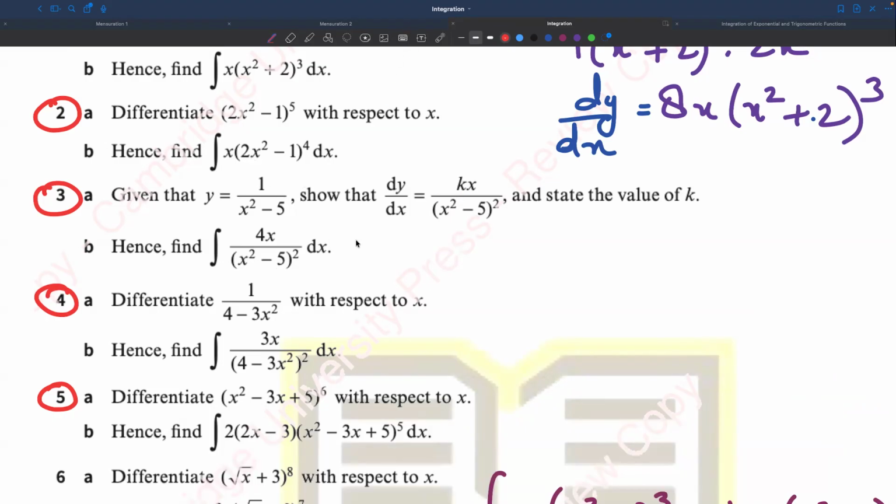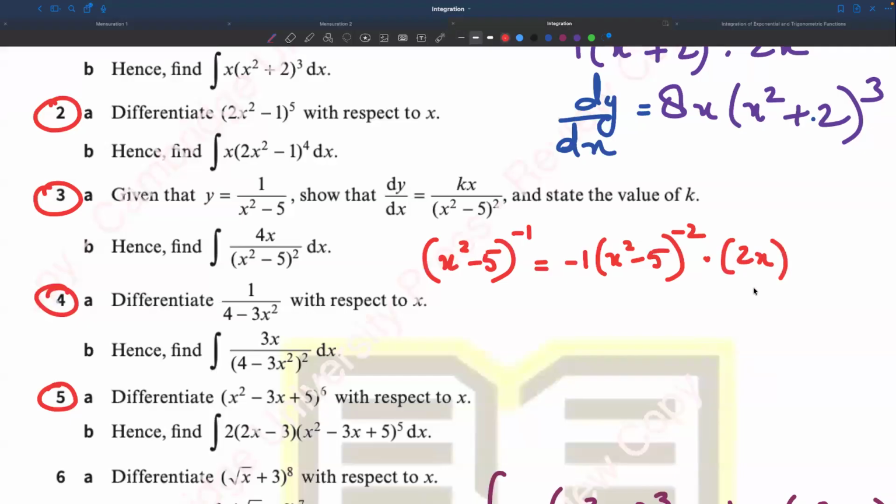Oh, you couldn't find. How can you not find it, beta? x square minus 5, when you differentiate it, this is power minus 1. So this will become minus 1, x square minus 5, the power becomes minus 2, into 2x, right? So minus 2x upon x square minus 5 power whole square. So k is minus 2. What was difficult in this? What? Seriously, how can you not do this?